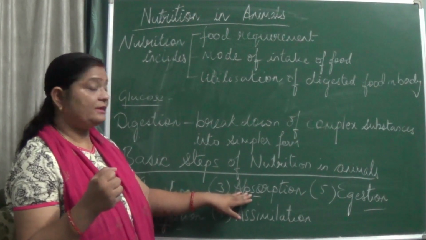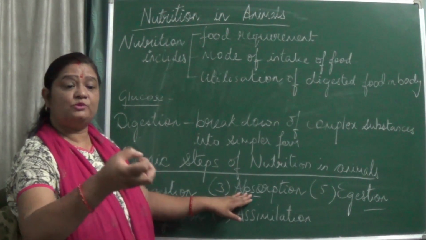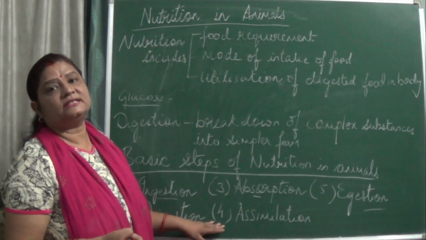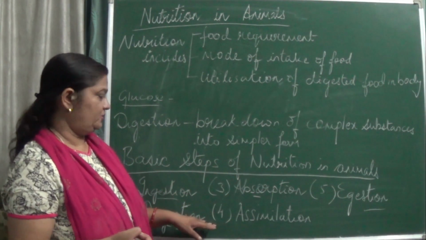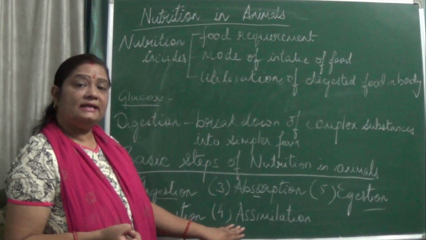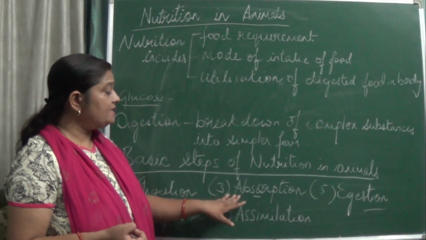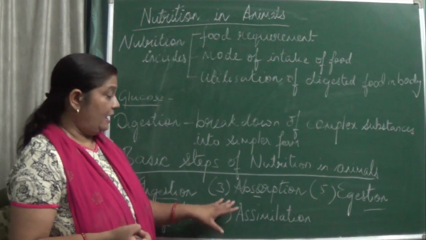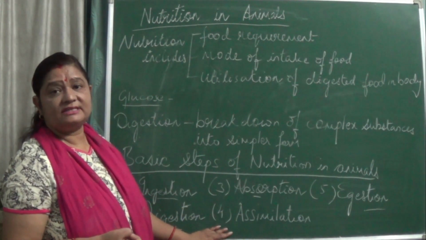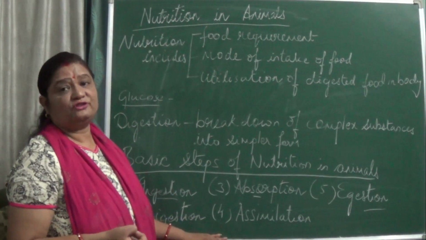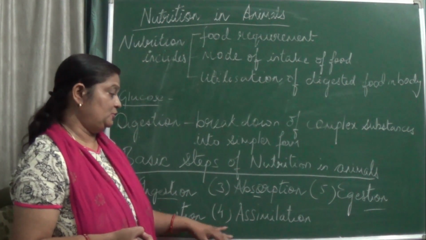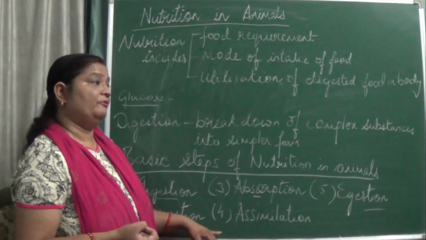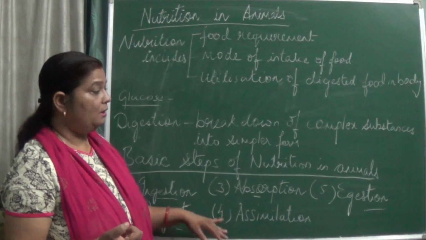Okay, so in absorption the digested food is absorbed by the blood capillaries and it reaches the different cells of the body for oxidation. Okay, now next is assimilation. Once the food is absorbed, it goes to the different cells, and naturally this energy is used for doing different work and for growth and repair of the body.